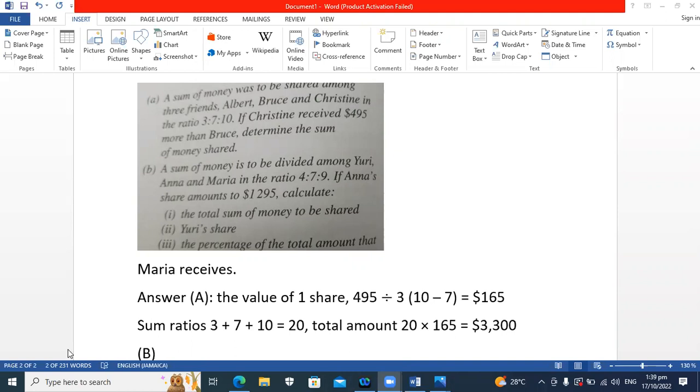All right. If you're finished, you can post your answers now in the chat. Sorry, can you repeat the question, please? All right, so part 3 says calculate the percentage of the total amount that Maria received. The percentage of the total amount that Maria received.